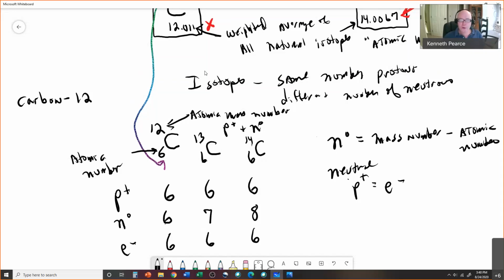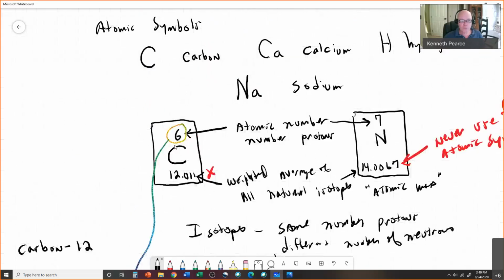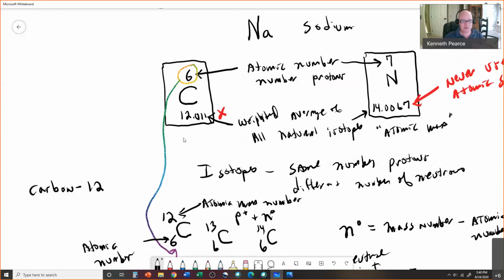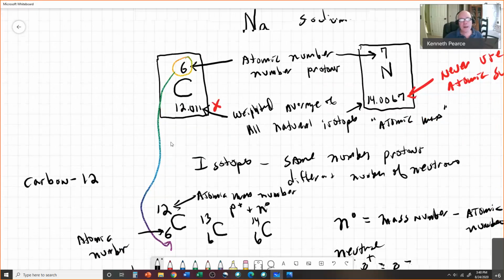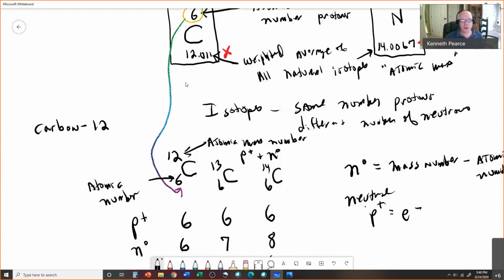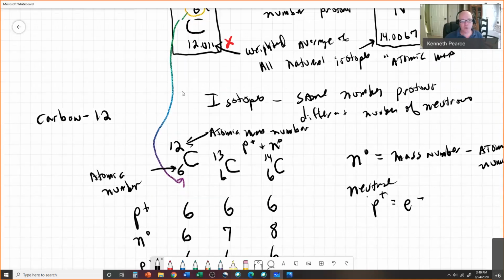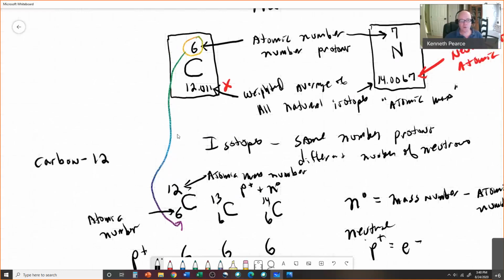Okay, now remember that 12.01 that I was showing you right up here? See, carbon has 6 protons, and you may say to yourself, well, that just means it's carbon 12. Well, it's a weighted average of the naturally occurring isotopes. We have carbon 12, carbon 13, and carbon 14. Roughly 99% of naturally occurring carbon is carbon 12, and carbon 13 and carbon 14 are less than 1%.